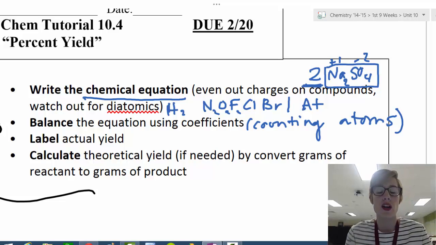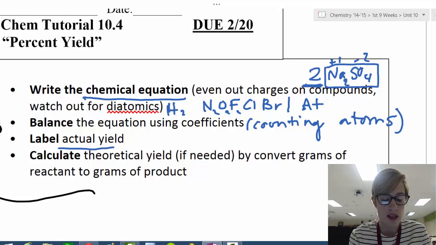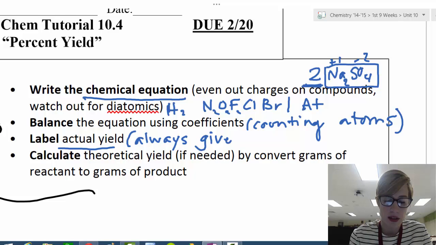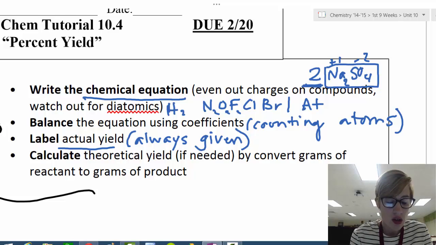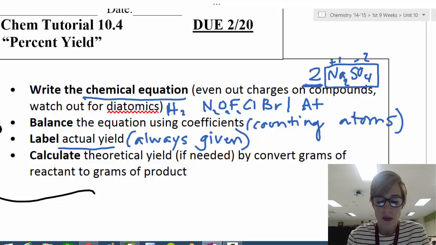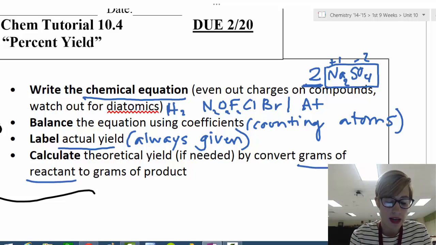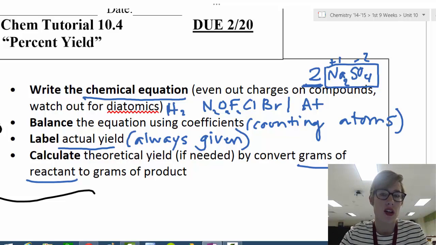The third step is we look at the problem and find the actual yield. This is always given to you in the problem, so you have to find it and label it. Think of some words you should look for to identify your actual yield. If it says so-and-so made this in the lab, that would be a hint that it was the actual yield. Or if they say so-and-so produced this much, that's another hint that it's the actual yield. The last step is to get your theoretical yield. You'll need to calculate that out because usually you're given grams of your reactant. It'll say we use 10 grams of blah, blah, blah to make, and it will tell you how much they made.